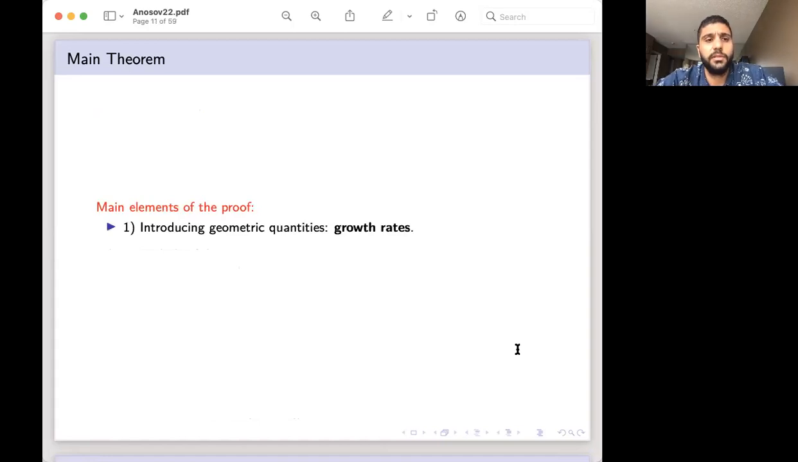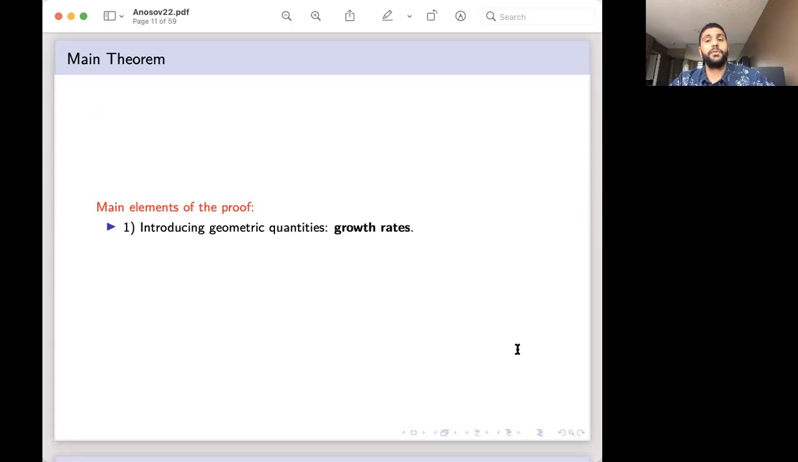To talk a little bit about the proof, the main elements are, first of all, I will introduce some geometric quantities, which I'm going to call growth rates. These are going to help me do some calculations and prove Anosovity and show that Anosovity is equivalent to that symplectic condition that I have.